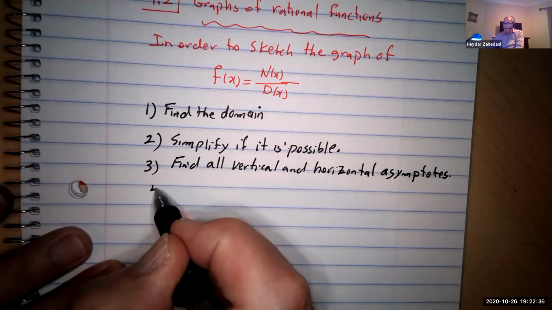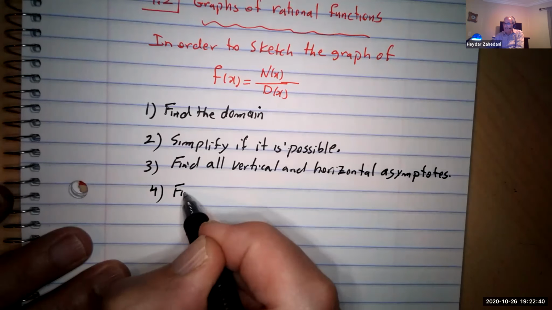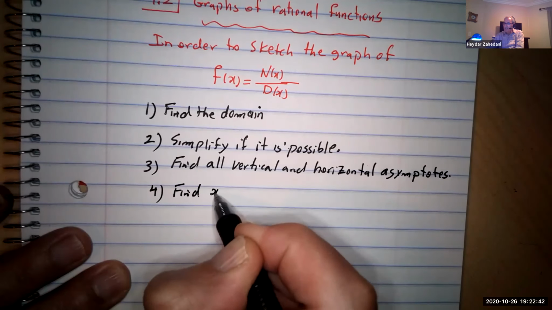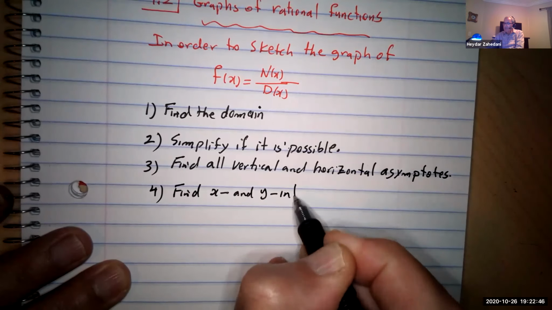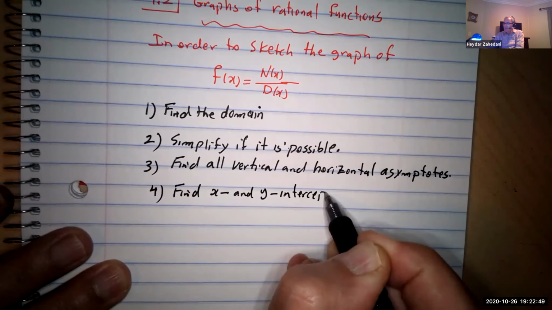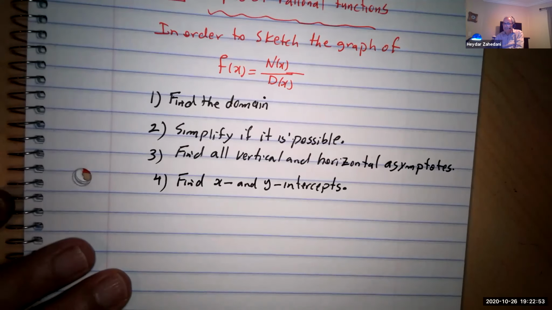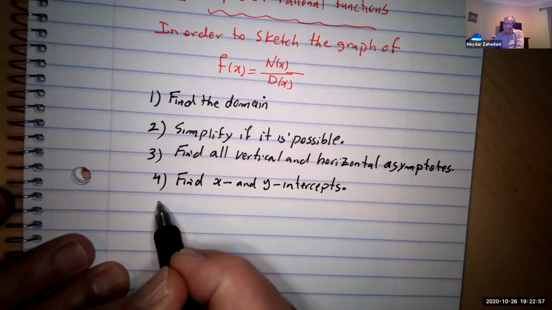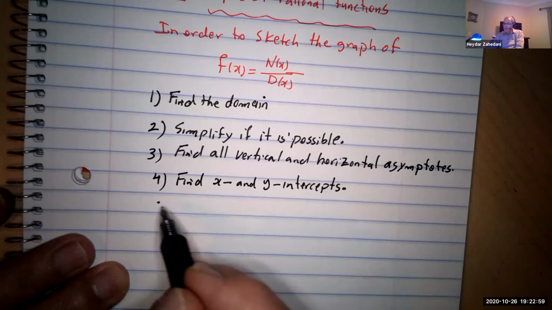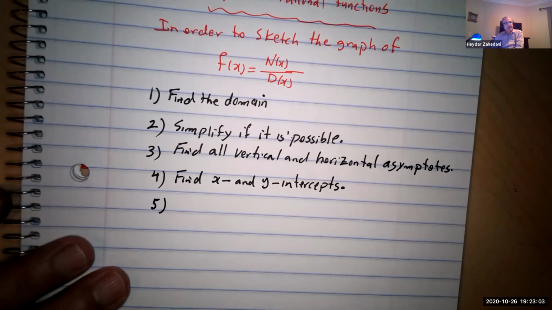And then we are going to check any intercepts. Find x and y intercepts. I'm going to tell you how I'm going to do it. So we check the intercepts. That is going to be the case.